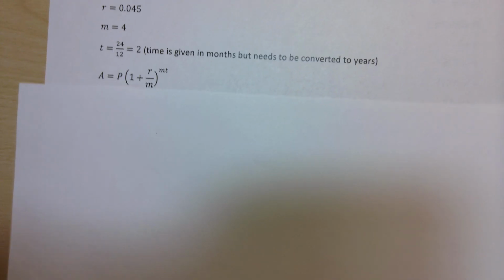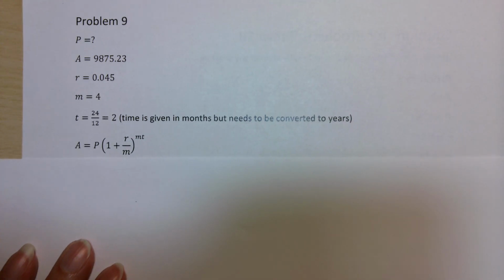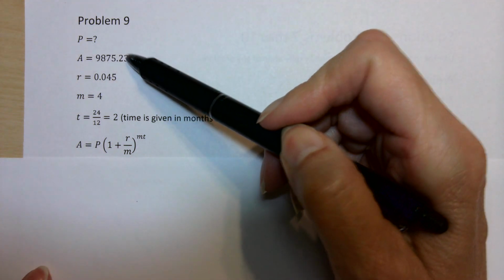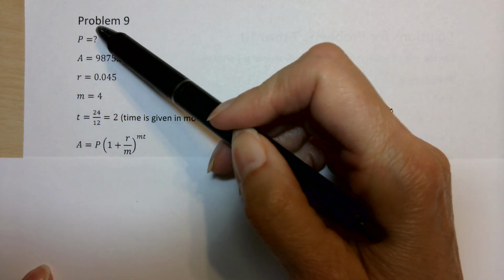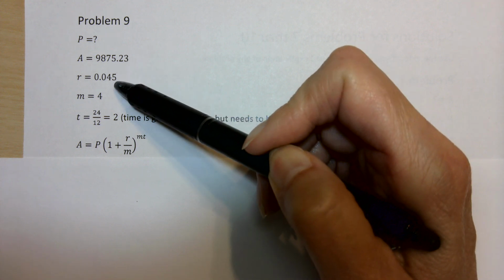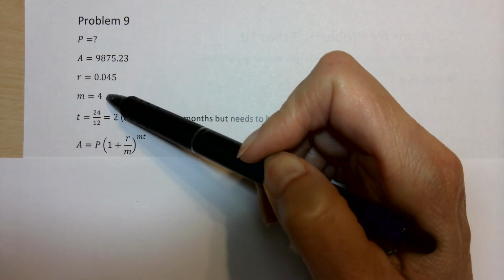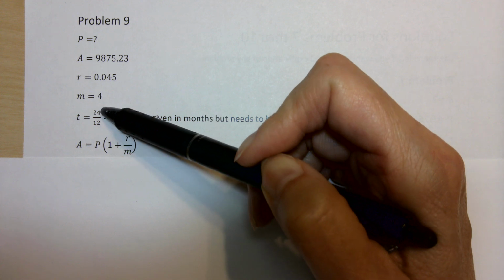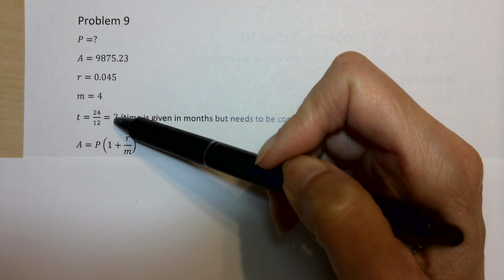All right, we're going to jump over to problem 9. So we're still working with the same formula here. And in problem 9, it says find the amount borrowed if the amount repaid is $9,875.23. We're repaying this. It said find the amount borrowed. We don't know where we start, but we do know what we have to pay back. It's 4.5% interest, compounded quarterly. Time was 24 months. We still have to convert that to years, so we have to use time as 2.